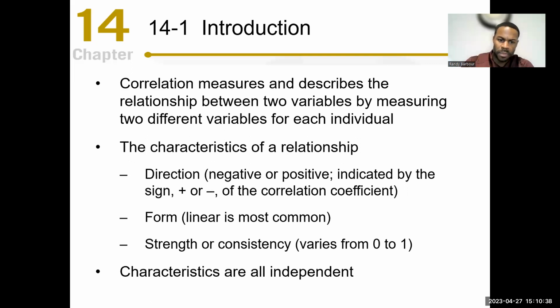So the direction of the correlation is, again, talking about whether it's positive or negative. Okay, and when we talk about the correlation coefficient, you're going to see a positive number or a negative number. Positive number means that I have a positive correlation, meaning that as I increase one variable, the other variable increases. Or if I have a negative correlation, that means that one variable is increasing and the other variable is decreasing.